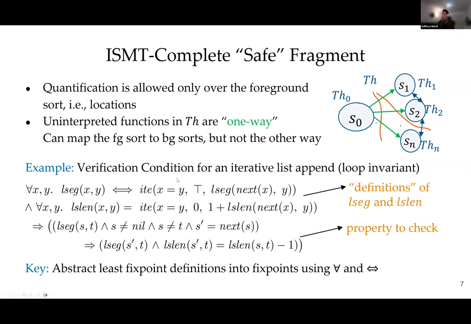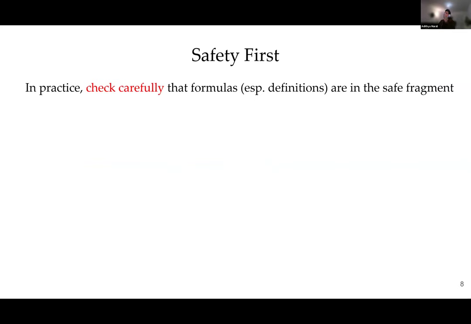So this in fact falls into the fragment. You can see that there are only one-way functions. Lseg maps two foreground elements to booleans. Lslen maps two foreground elements to an integer. And the function used is just next, which again goes from the foreground sort to the foreground sort, from an object to an object. So it does satisfy this fragment. And actually, several things do satisfy the fragment, but we have to check this carefully.